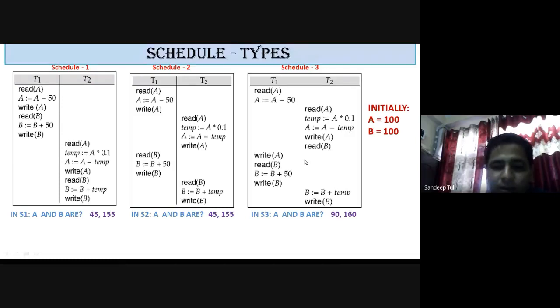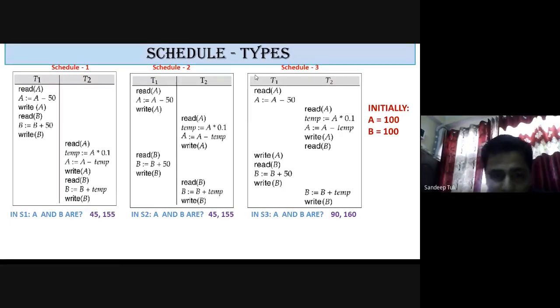In schedule S3, it is not in a consistent state. What the database manager or the programmer actually wants is not the actual output. The reason is that the write statement has been executed after transaction T2 starts. We can say that transaction T2 starts before actually updating the value of A.